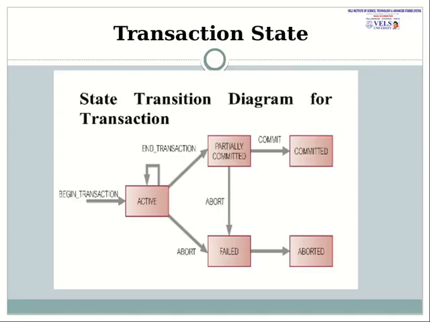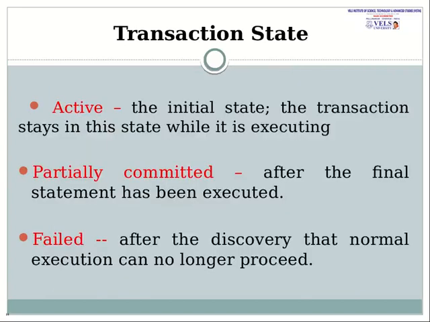Next one is transaction state. There are five transaction states: active, partially committed, committed, failed and aborted. Once the transaction begins, it goes either to partially committed and then committed state. If it fails, because a system crash occurs or any problem occurs during the transaction, the partially committed or active state goes to the failed state, and immediately the transaction is aborted.